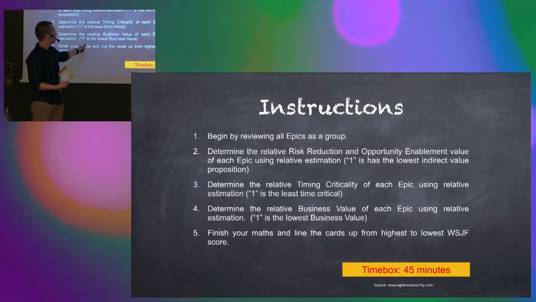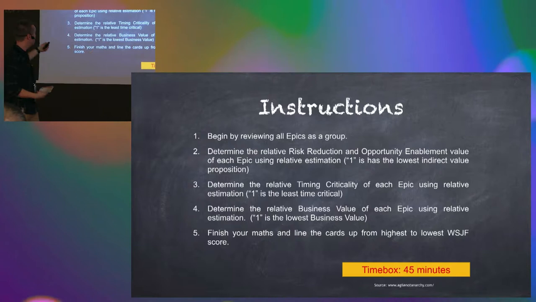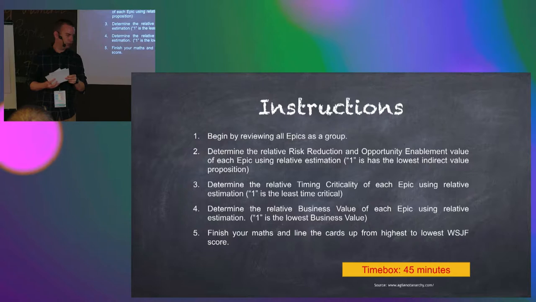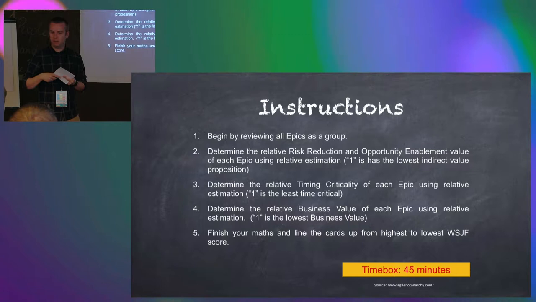Here are more detailed instructions. We're going to start by reviewing the epics, so go through all of them and understand them. Then we're going to start with risk reduction. And here we have 2 options. We can do planning poker. How many of you are familiar with planning poker?